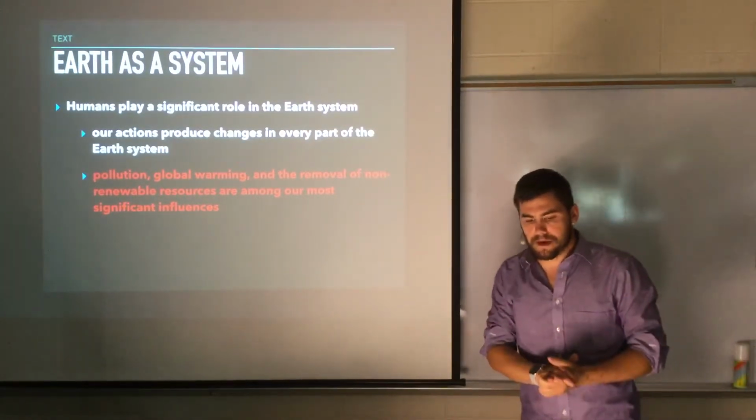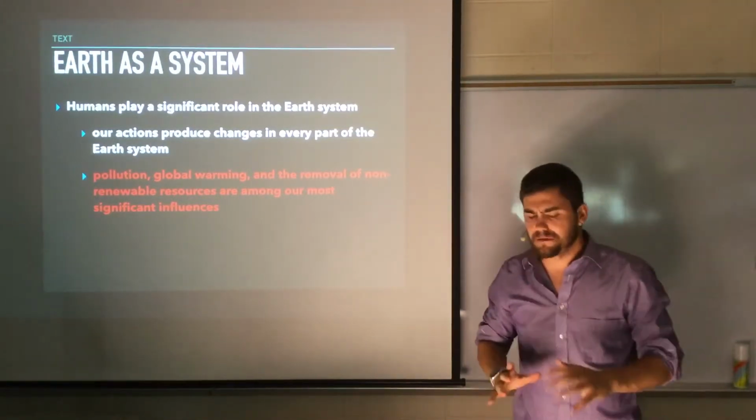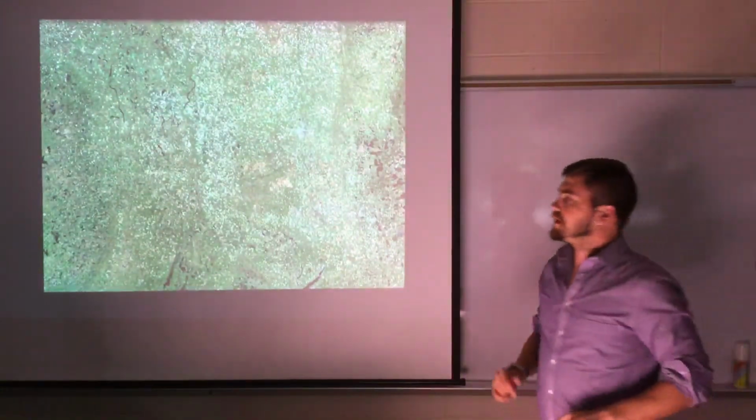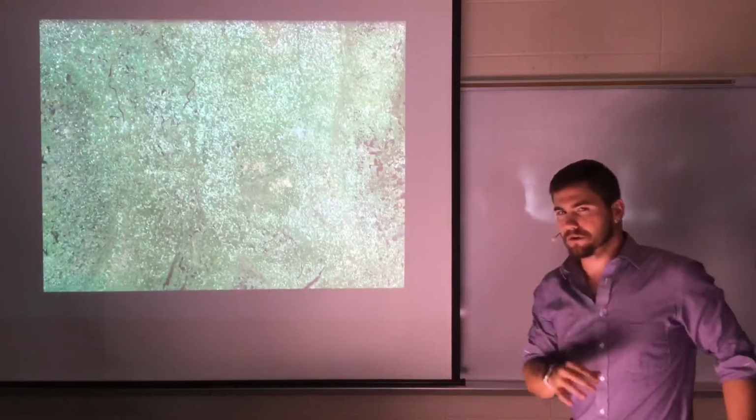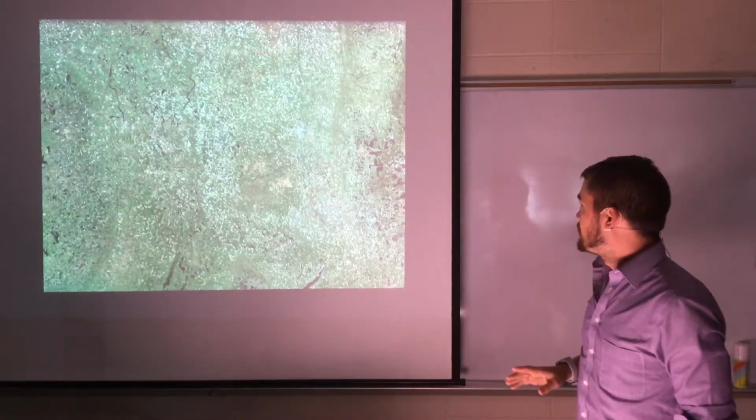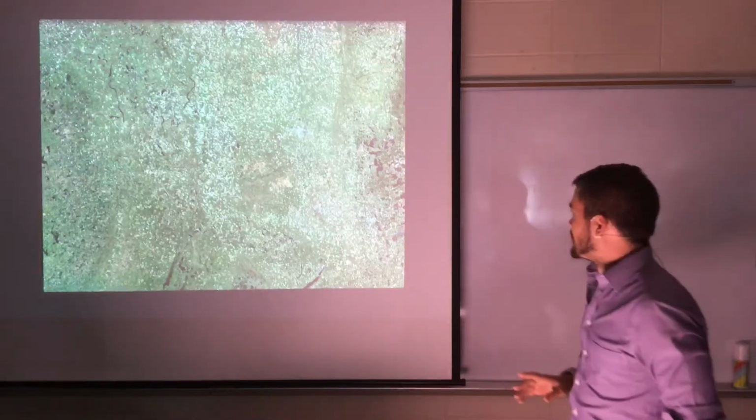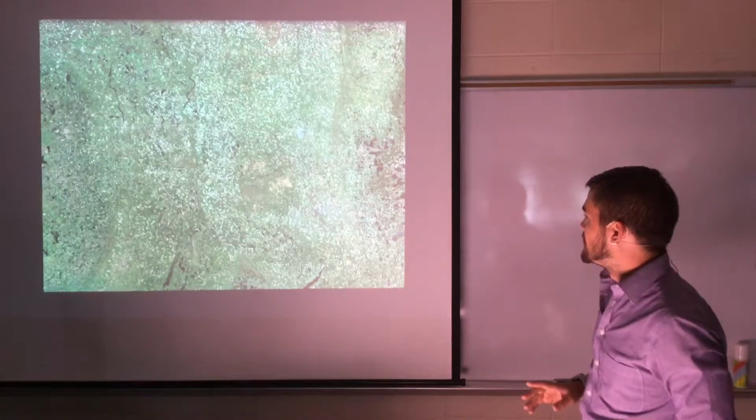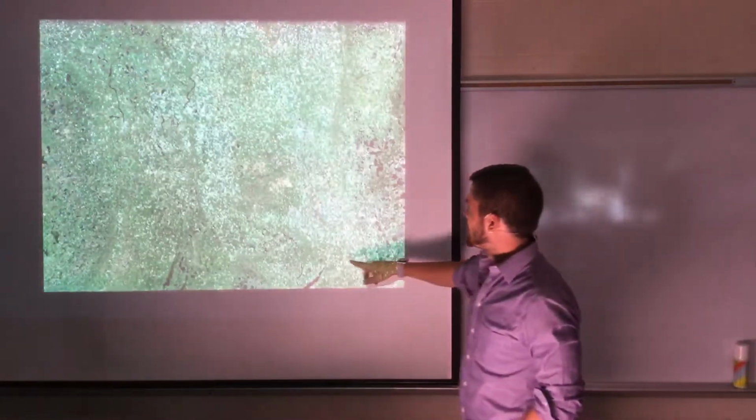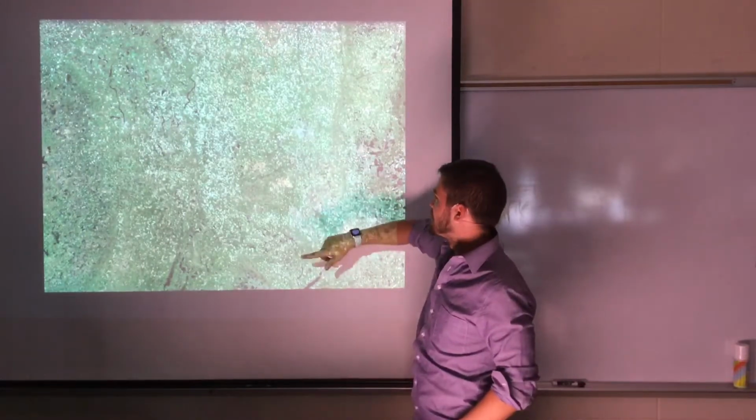So pollution and global warming and removing non-renewable resources are some of our most significant influences. If we look at, I don't know how good the quality will be, but this is a satellite picture of, where is this? I think it's upper South Dakota and North Dakota, which would make this Fargo. I think that's what this is.